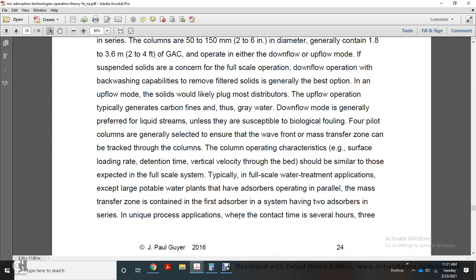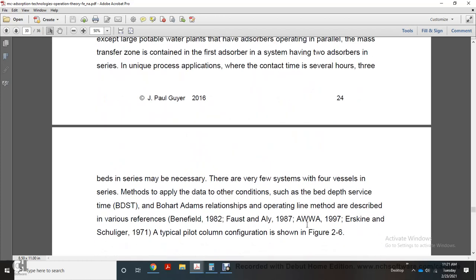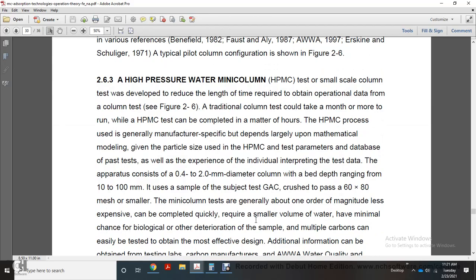Unique process applications with contact times of several hours may need three beds in series. Data conditions such as bed depth, service time, and the operating line method are described in various references, and a typical pilot column configuration is shown in Figure 2.6.